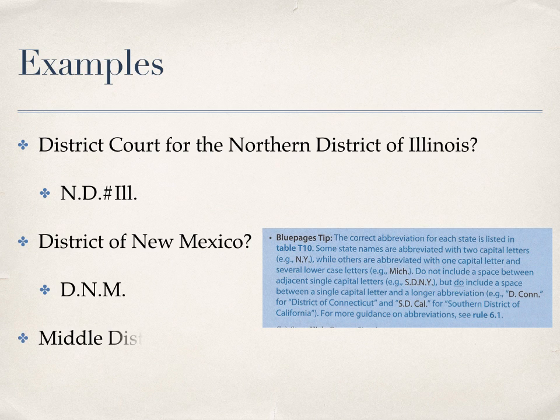So, what's the abbreviation for a case arising from the Federal District Court for the Middle District of Tennessee? Table T7 tells us that the abbreviation for Middle District is MD period. T10 tells us that Tennessee is TENN. Since this second abbreviation is longer and not made up of single capital letters, we will need a space between MD and TENN, which you can see here.